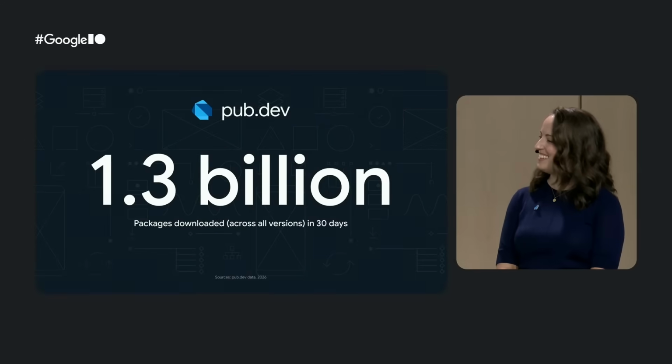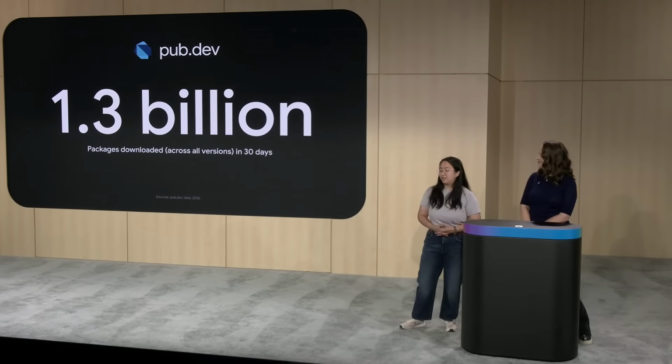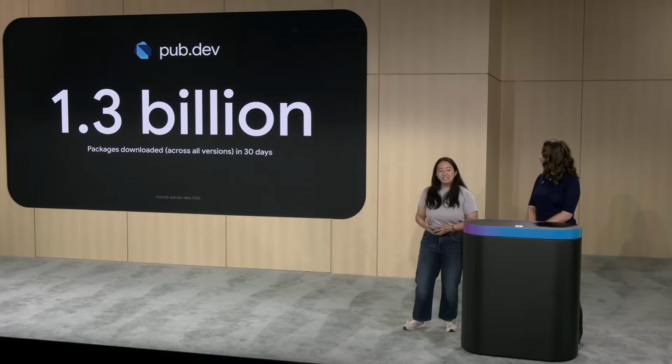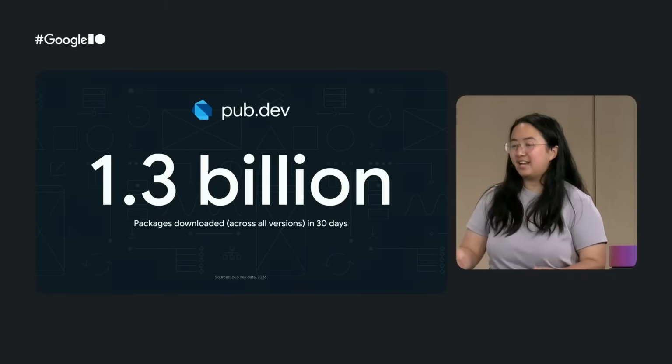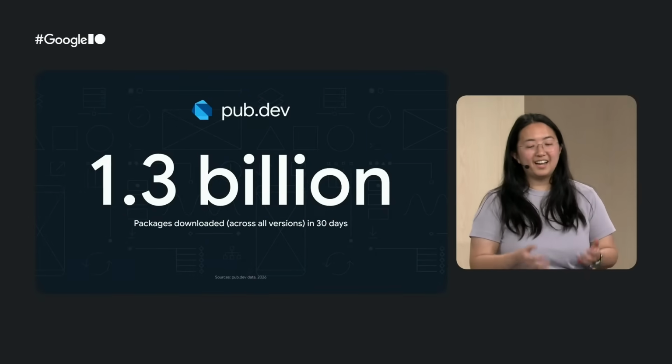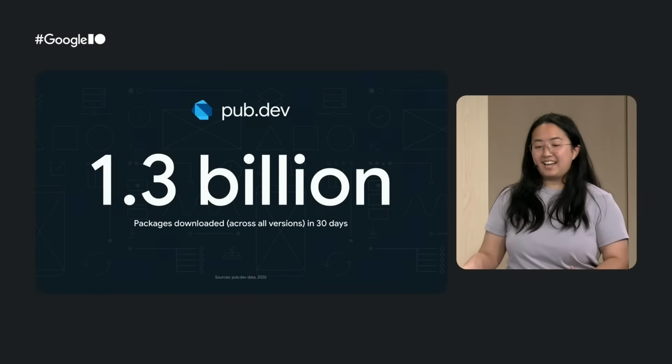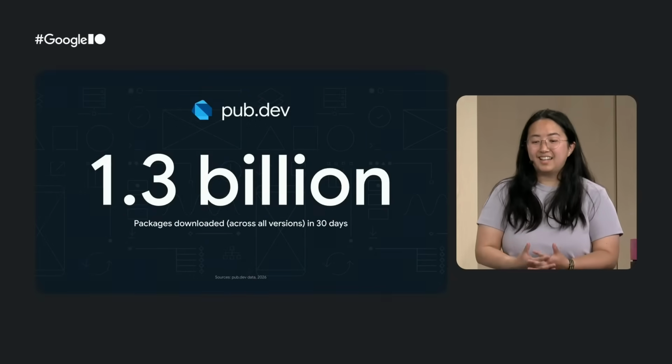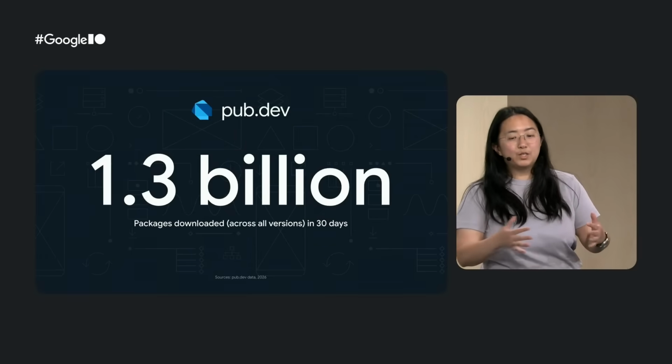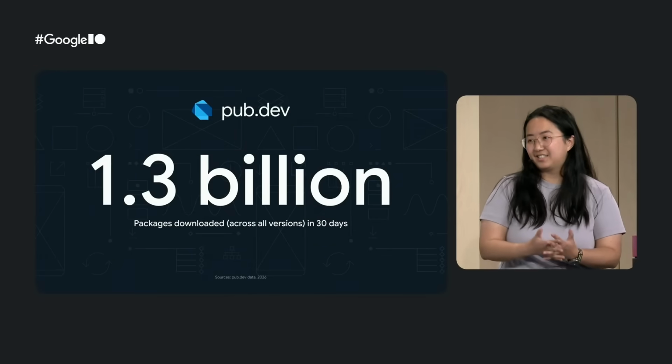And the pub.dev ecosystem is more popular than ever, with over 1.3 billion package downloads in the last 30 days alone. Now, for context, I had originally asked my teammate to get the number of pub packages downloaded in the last 12 months, but that number was quite big, so I just had to settle for the last 30 days instead.